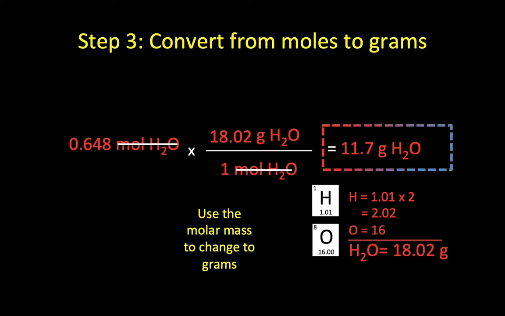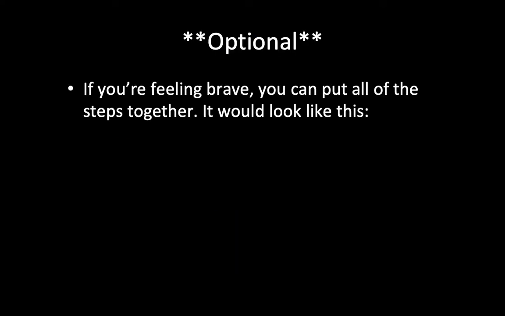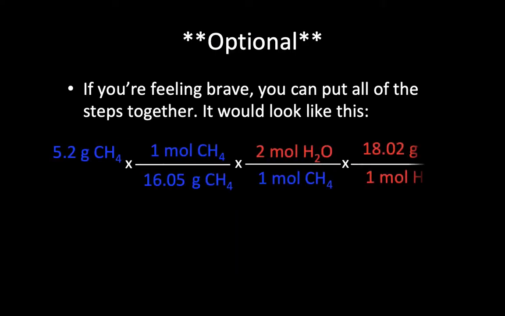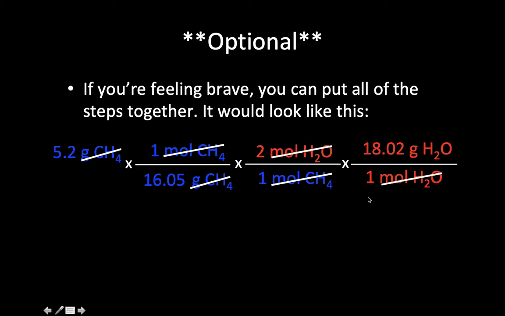Now we've done this in 3 separate steps. If you're feeling pretty brave and you want to give it a try, you can put it all into one line. So all of the things that we did could be expressed in one longer expression. It still is the same thing we did. If you notice, we started out here at the very beginning by doing the thing that cancels out our grams. And then after we cancel out our grams, we needed to cancel out moles of methane. And then after we canceled out moles of methane, we needed to cancel out moles of water so that we were left with the unit we wanted.